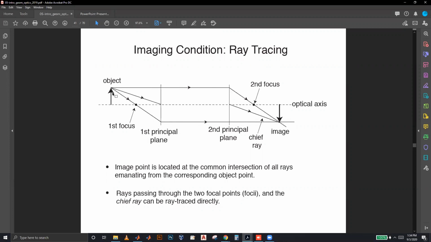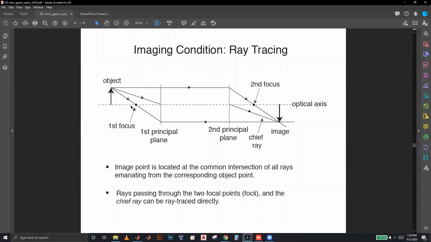So suppose the object is this arrow. If I concentrate on this point, I can draw out 3 types of rays. One ray travels parallel to the optical axis. Remember, the second principal plane is where parallel rays bend toward the focus. So it goes parallel, then bends towards the focus and continues traveling in this direction. Then we can trace another ray which goes in at an angle and hits the first principal plane. This will now become parallel to the optical axis and then bend again and go out.